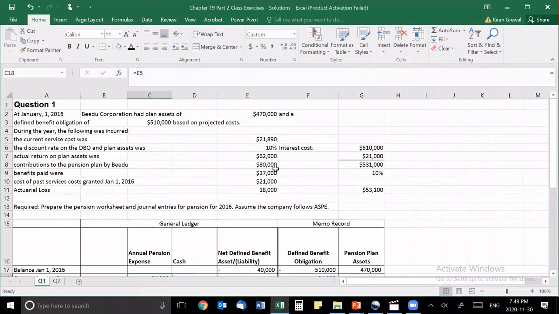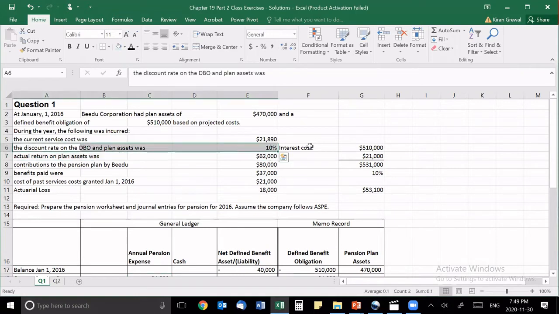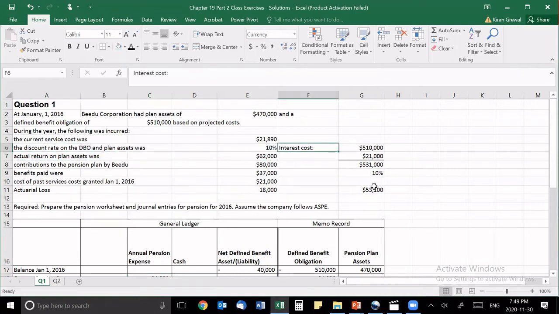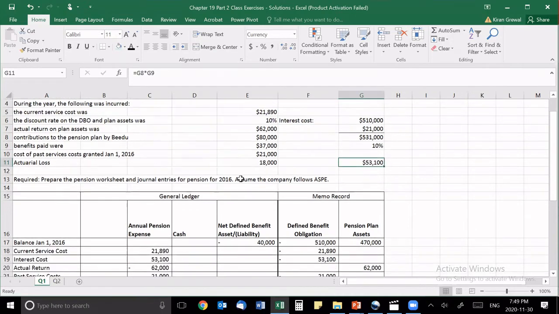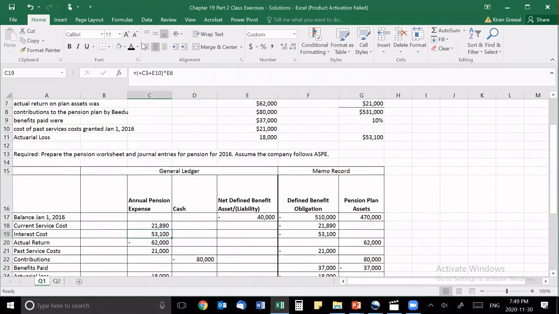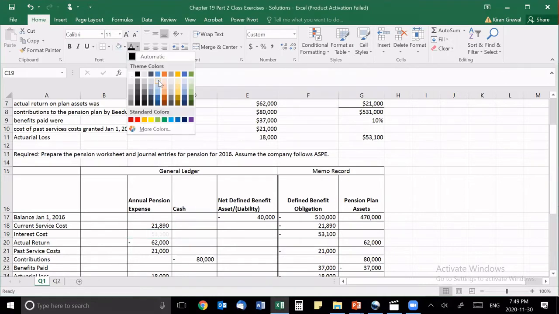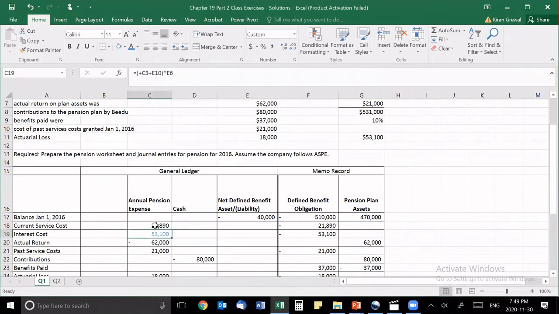All right, so the next one is our discount rate, so we calculated our interest cost, right? So we're going to bring this 53,100 down. And there's our interest cost. I'm just going to highlight everything that we've done in blue. Our interest cost is going to increase our pension expense, so it's a debit to pension expense, and it's also going to increase our defined benefit obligation, which is a liability balance. So to increase the liability, we would credit the amount.